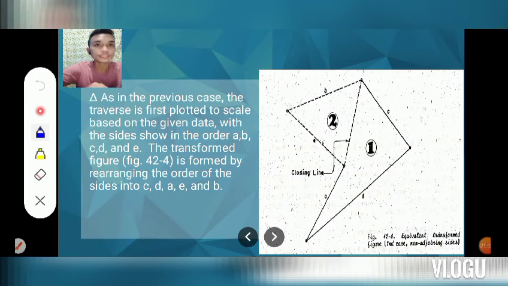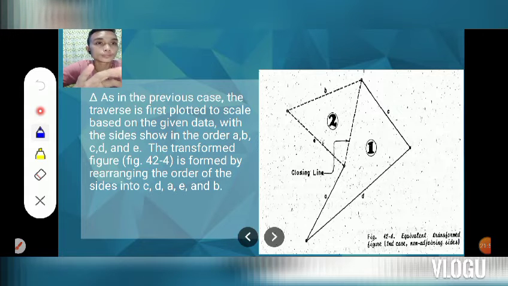As in the previous case, the traverse is first plotted to scale based on the given data, with the sides shown in the order A, B, C, D, and E. The transform figure 42-4 is formed by arranging the order of the sides into C, D, A, E, A, and B.